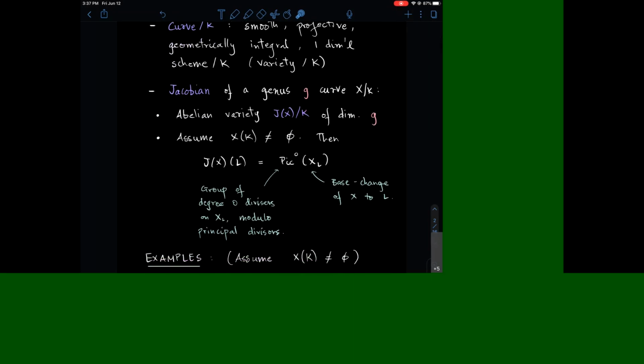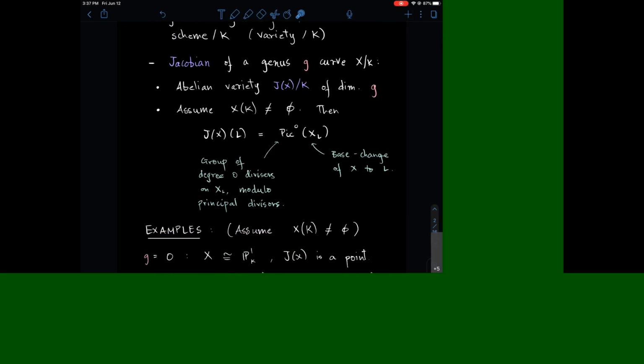And if we make this simplifying assumption that the curve has a K-rational point, then this Jacobian actually represents Pic naught. What that means is, for every field L which contains K, the group of L-rational points of the Jacobian is exactly Pic naught of the base change of X to L. And here Pic naught, let me remind you, is the group of degree zero divisors modulo the principal divisors.